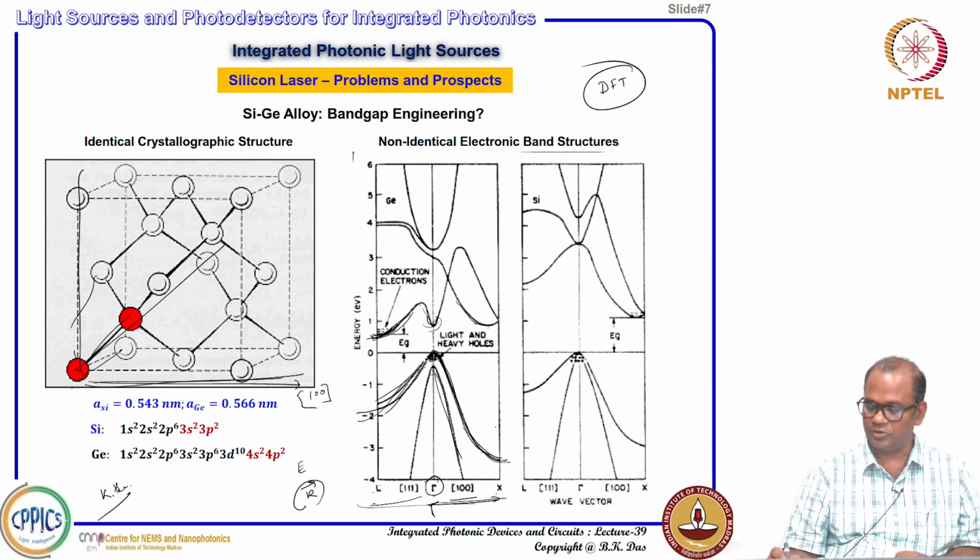Similarly, for silicon, compared to germanium, the valley of the conduction band is along the x direction, the 100 direction.